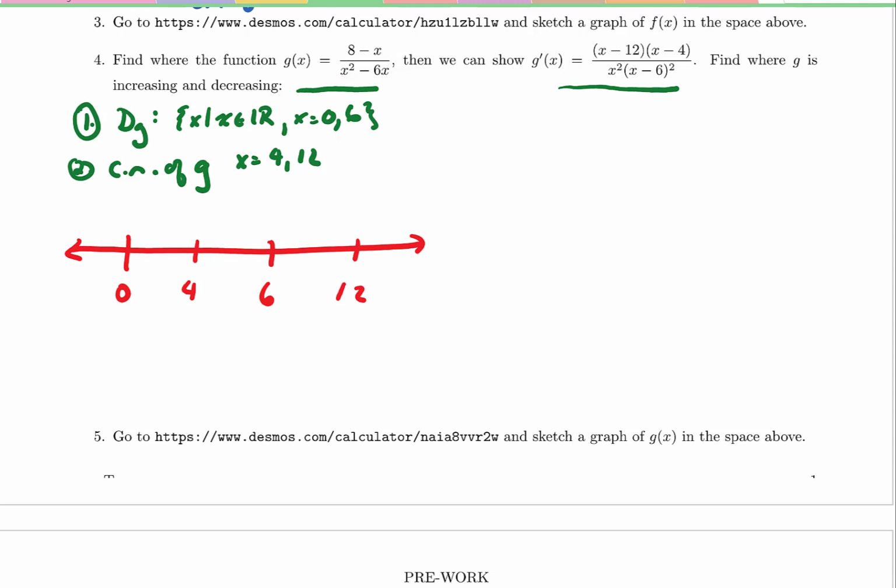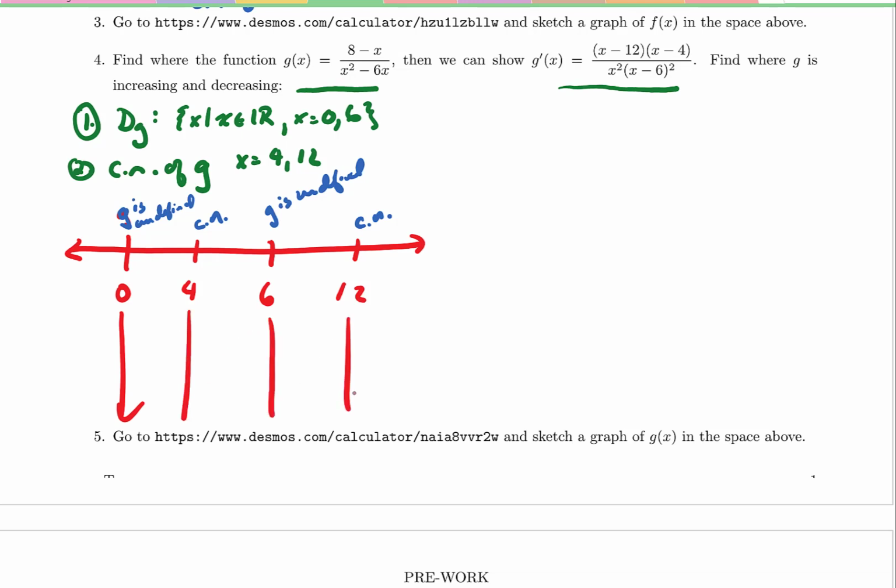But I think it's really important that we know why these are showing up. This is because g is undefined. But this is because it's a critical number. And here again, g is undefined. And here, 12 is a critical number. Okay. So then what did we do? Well, we made our number line, and on our number line, we put all the critical numbers or places where g was undefined.